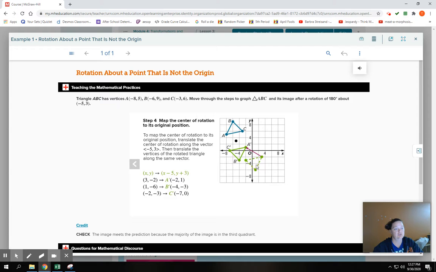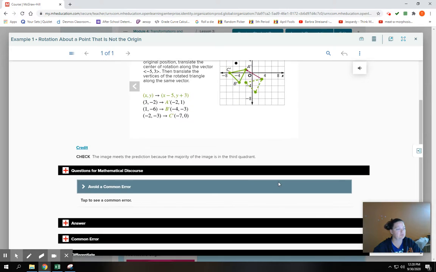So they take the translated rotated triangle and they slide it back up so that the center of rotation is back in its original position and the triangle is now where it should be for the rotation. The image meets the prediction because the majority of the image is in the third quadrant. So when I was doing mine, I went too far down, but that's okay. My prediction was a little farther down.